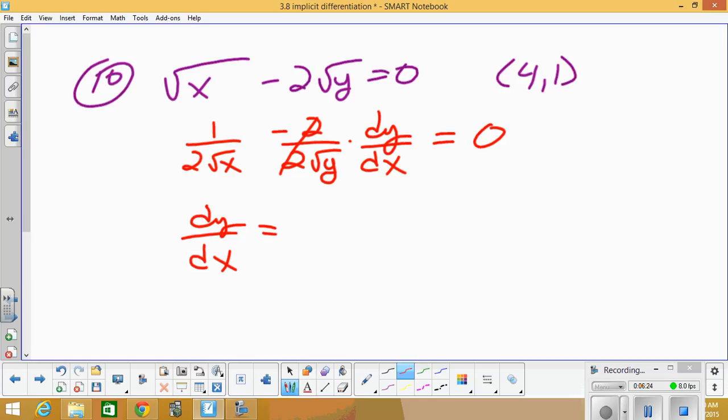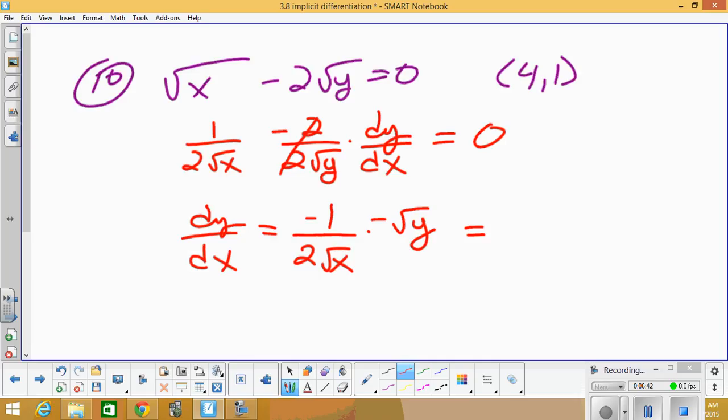I'm going to subtract the 1 over 2 times the square root of x, and then I'm going to multiply it by the reciprocal of the y term. So it's going to be multiplying it by a negative square root of y.